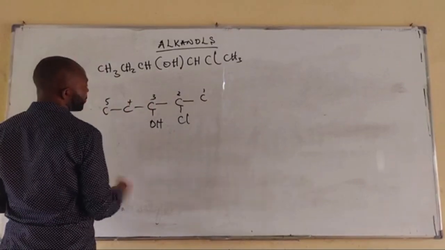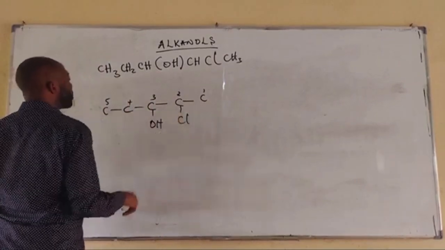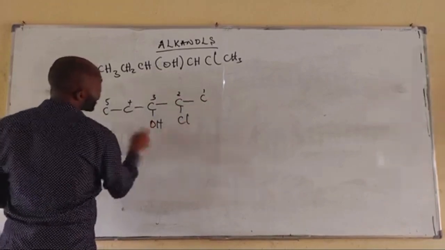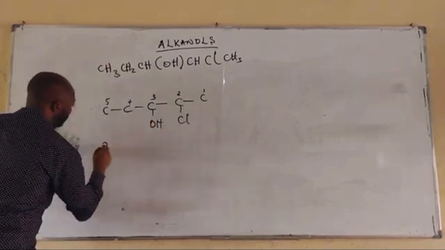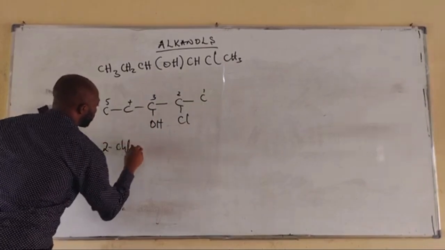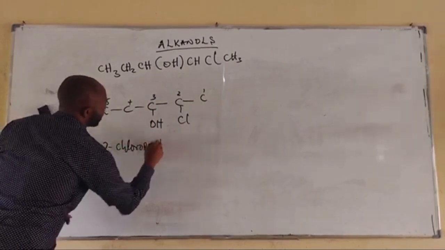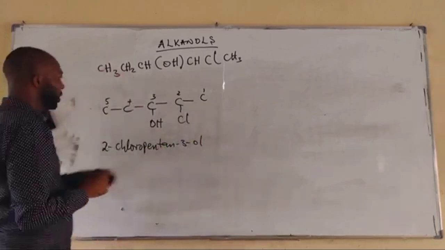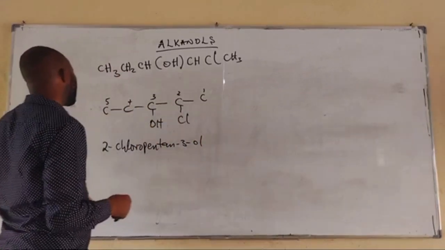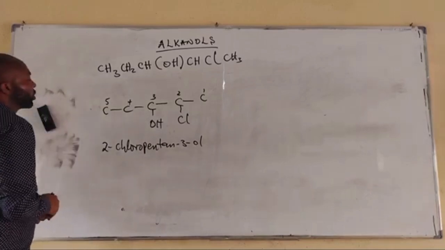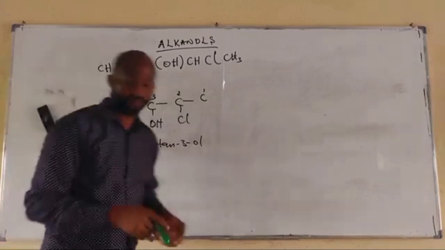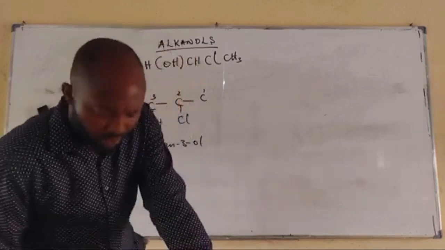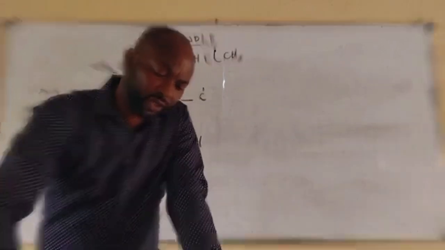So if it is 5, this is 2-chloro pentan 3-ol, because the OH is in the third carbon atom. Or 2-chloro 3-pentanol. Let's take one more, then we'll go to the preparations.